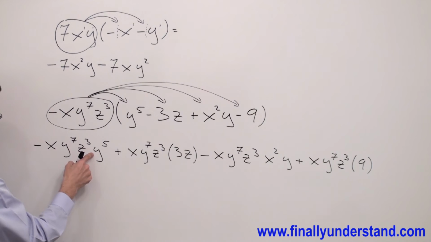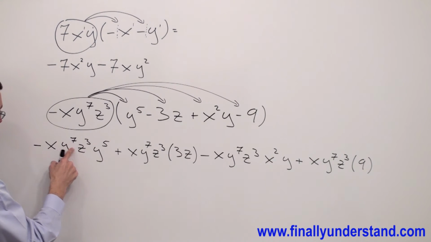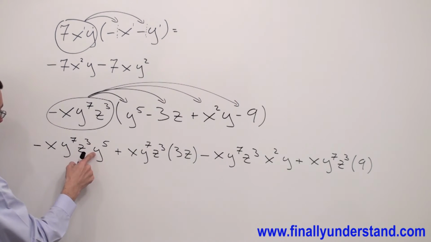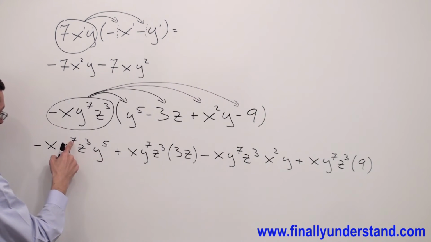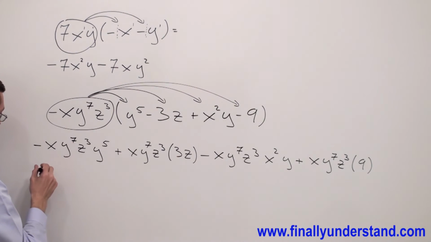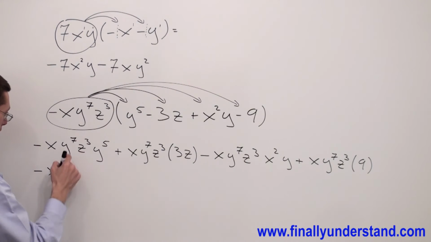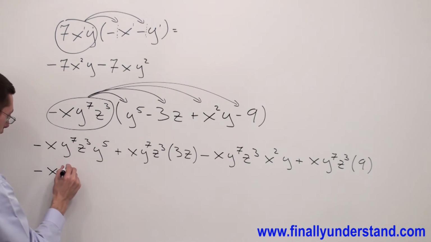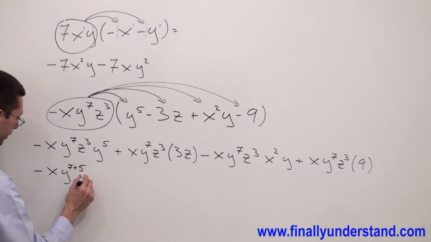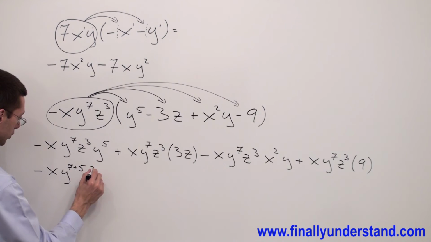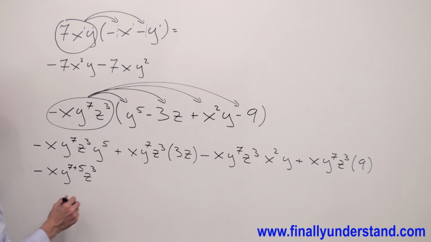This is multiplication. I have y and y. Anytime I multiply the variables with the same base, I'm supposed to keep the variable and add the exponents. Okay, I have to keep the base and add exponents. So I'm going to have x, y, and I have 7 and 5. I have to add them up. 7 plus 5 and times z to the 3rd power.